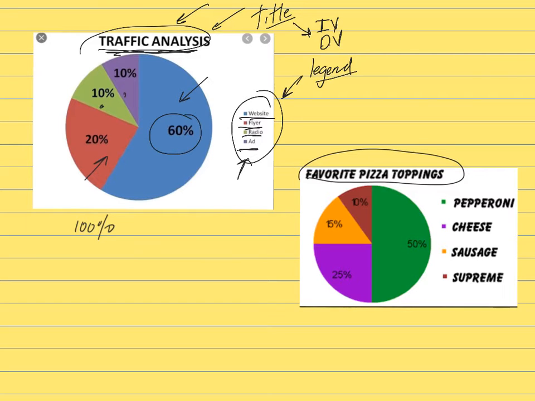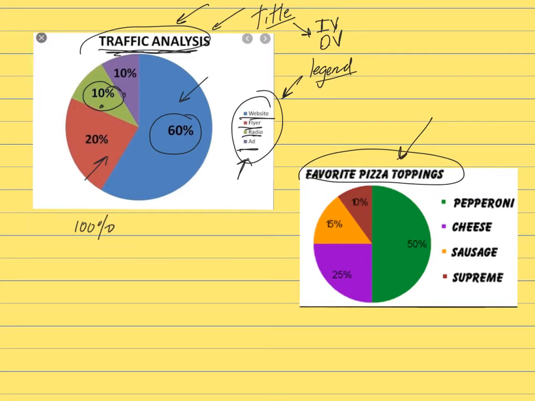60% of the time that you're going into the internet, you're going to a website. Okay? That's how you read a pie graph. 10% of the time that you are going to the internet, you are looking for the radio station. That's the information that you can get from a pie graph.